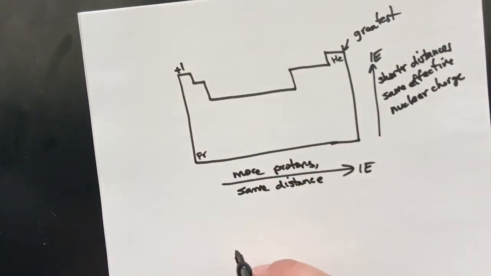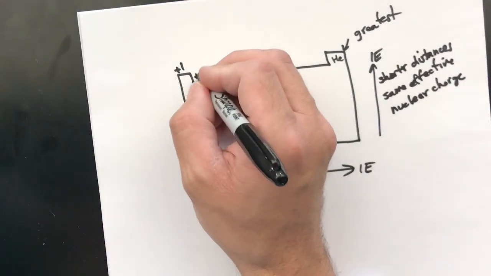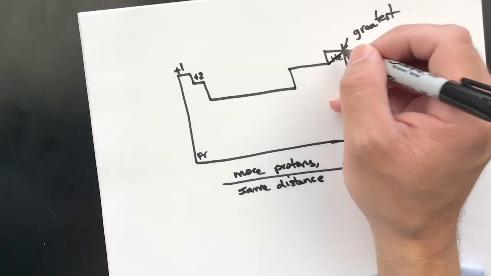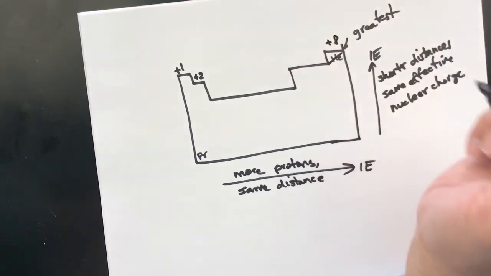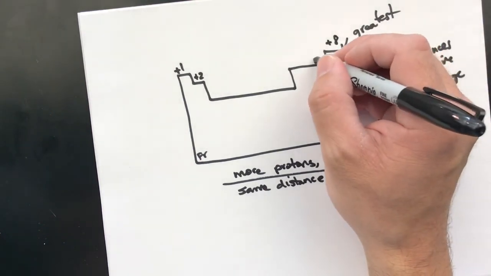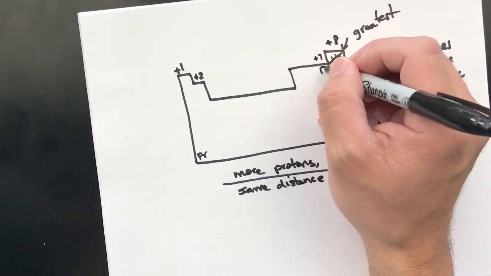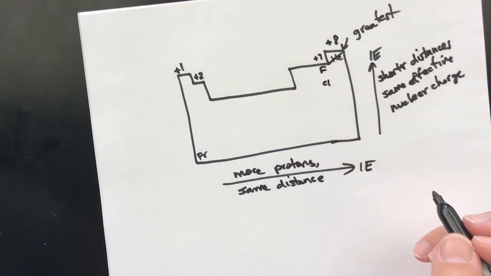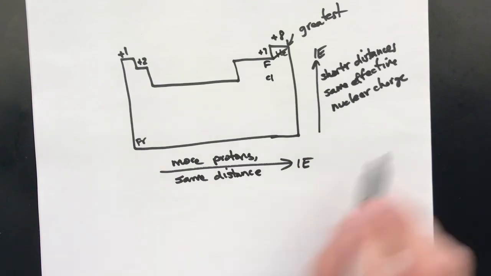Everything in the first column will have a plus 1 effective nuclear charge. Everything in the second column will have a plus 2 effective nuclear charge. When you get over here, except for helium, it's plus 8 for the noble gases, plus 7 for the halogens, fluorine, chlorine, etc. All right, and you can work the rest of those out for yourself, but this is going to be our overall trend.